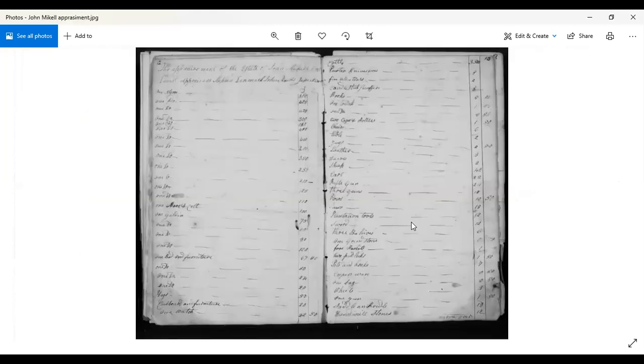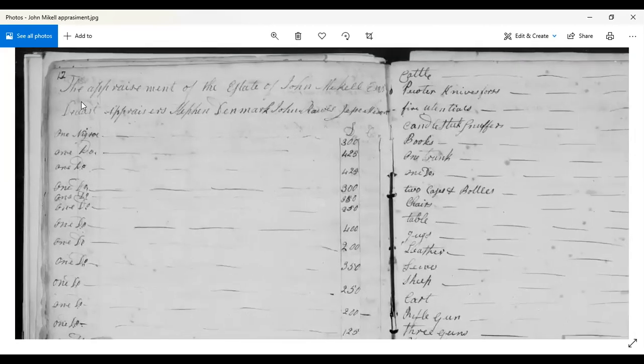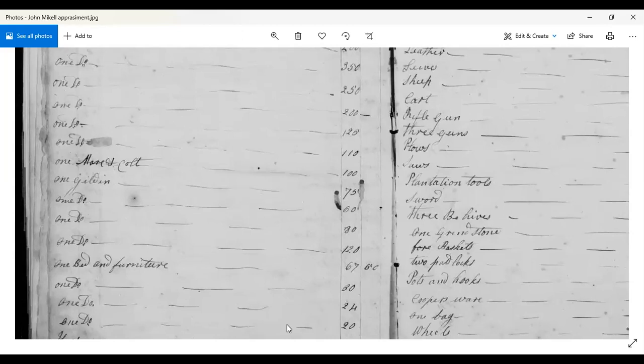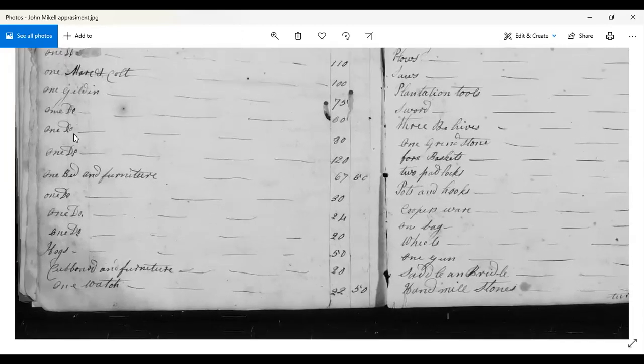This is an example of an appraisement for John Michael. So over here you can see the appraisement of the estate of John Michael, deceased, and appraisers are Stephen Denmark, Joseph Rawls, and I can't quite read the last one, but it will give the cost of all of the individual items. You might see "do" or ditto often so that they don't have to write so many times. And this will tell you kind of what they had. So you see they have a watch, bedroom furniture, which remember I said beds and things were much more expensive then than they are now.